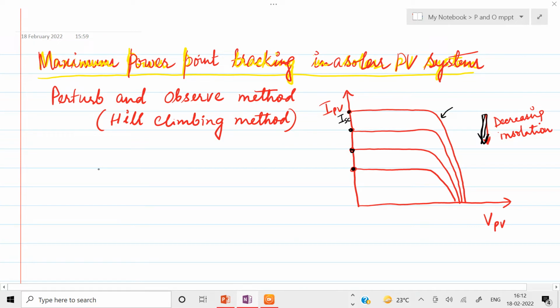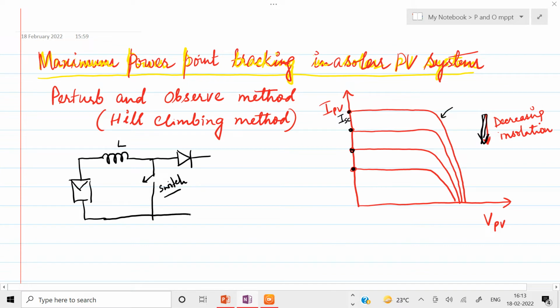Now we will take up a very simple PV system in which we have a PV array, and definitely we cannot connect it directly to a load. I had told you that it is connected to a DC to DC converter, normally a boost converter. A boost converter looks somewhat like this. There is an inductor L, and there is a switch. This switch could be an IGBT or a MOSFET. Then finally it is connected to the load.